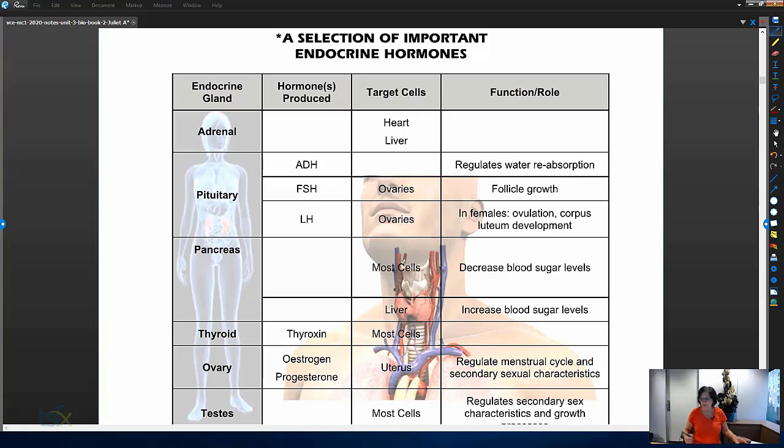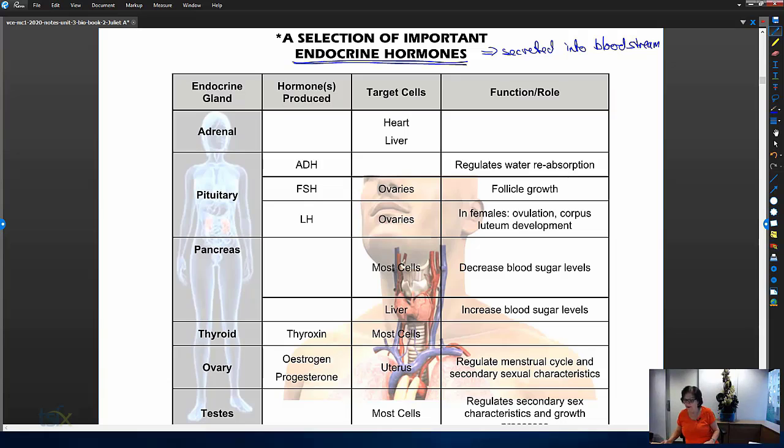All right, so we've talked about the signal molecules, water-soluble versus lipid-soluble. What I want to do is just have a look at some examples, have a look at our endocrine hormones. Remember, these are the ones that are secreted into the bloodstream. And again, you don't need to know this as memory information.